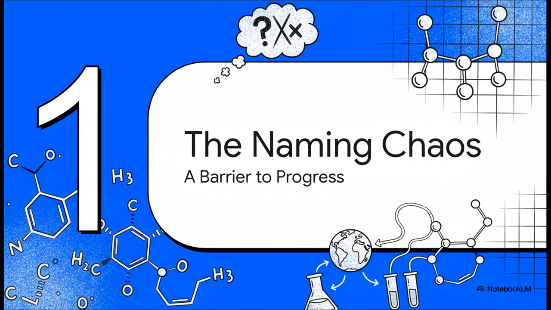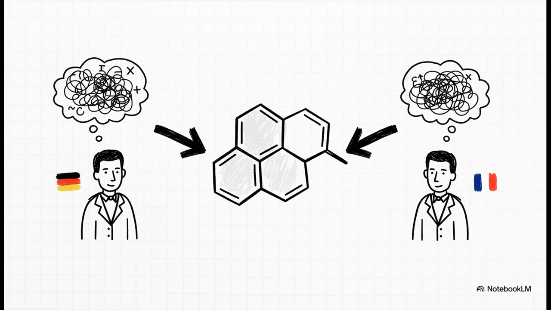And it was a huge roadblock for science, making it incredibly difficult for scientists to communicate their discoveries and build on each other's work. I mean, just imagine it. A chemist in Germany discovers a new compound, and at the same time, a chemist in France discovers the exact same molecule, but gives it a completely different name. How could they ever figure out they were working on the same thing? This wasn't just confusing. It slowed down progress and could be genuinely dangerous.